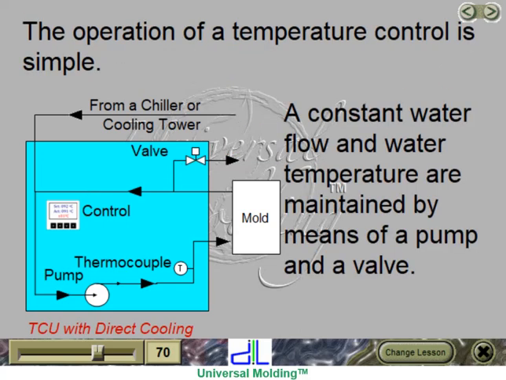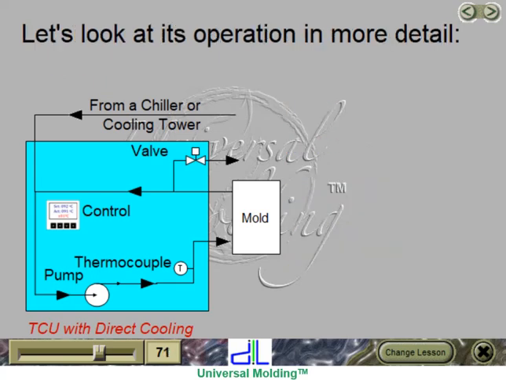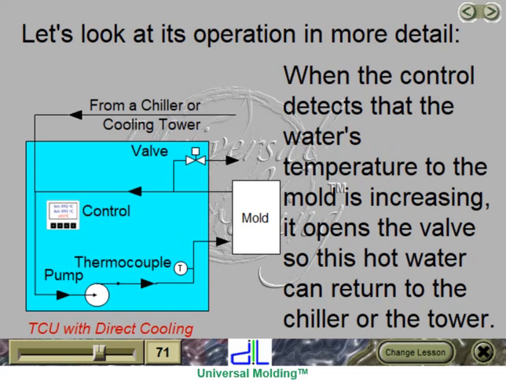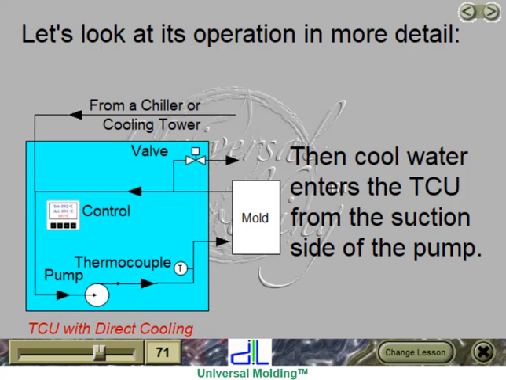The operation of a temperature control is simple. A constant water flow and water temperature are maintained by means of a pump and a valve. Let's look at its operation in more detail. The pump is in charge of guaranteeing the water flow between the TCU and the mold. When the control detects that the water's temperature to the mold is increasing, it opens the valve so this hot water can return to the chiller or the tower. Then cool water enters the TCU from the suction side of the pump.